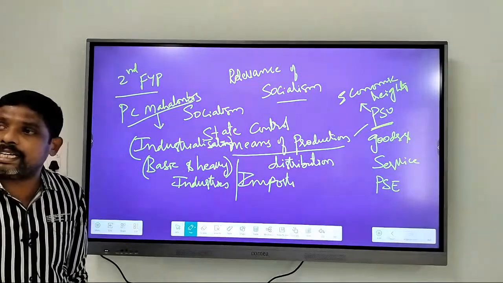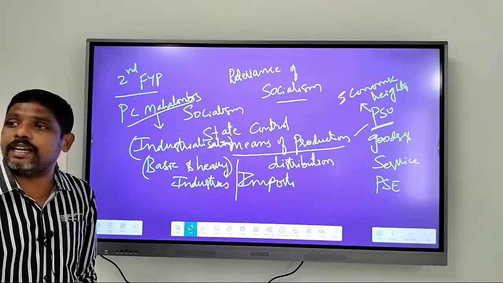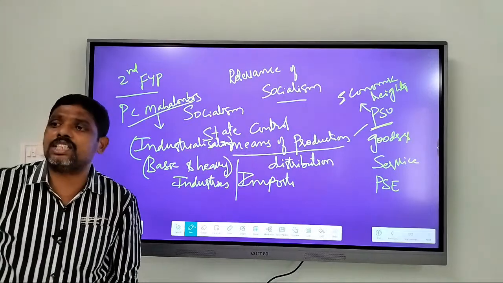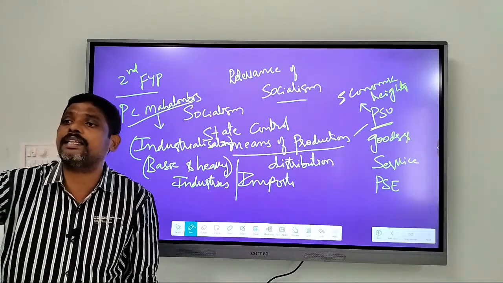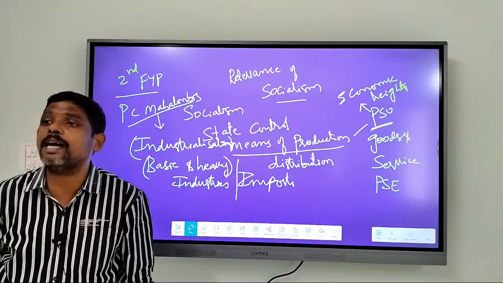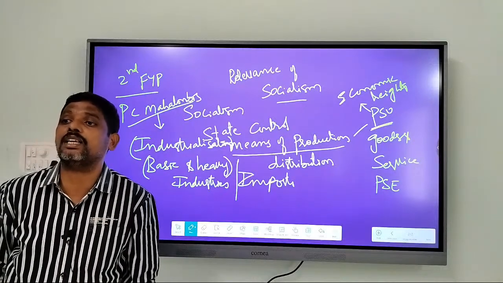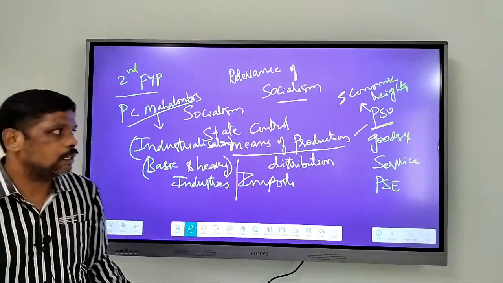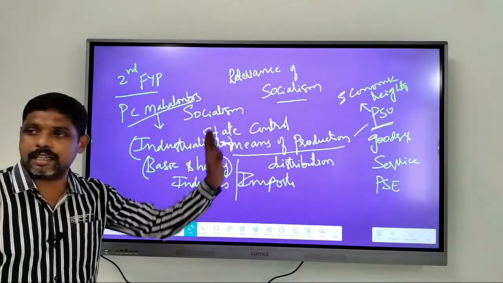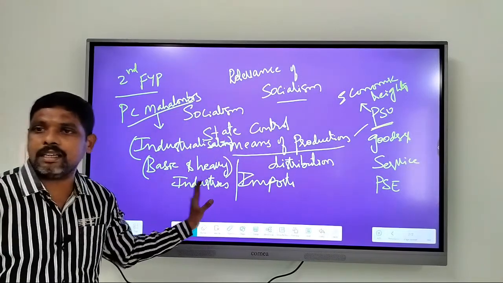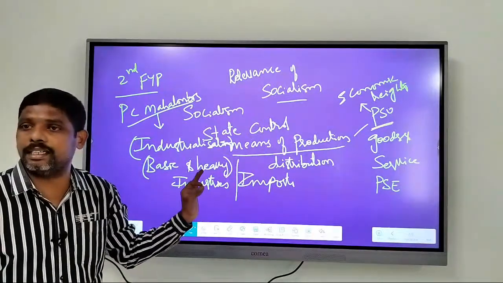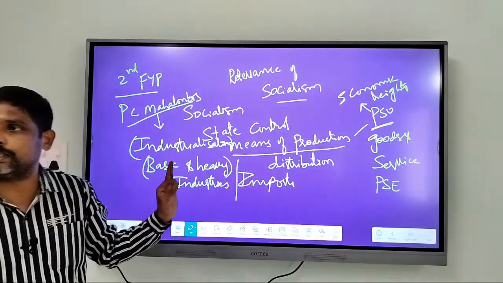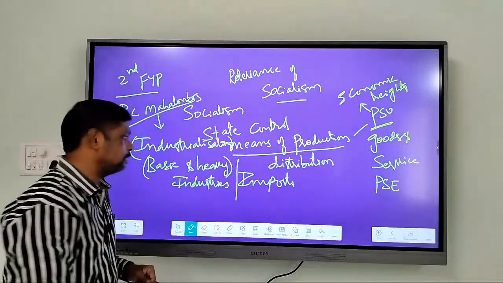That means right from 1956 onwards, the government of India gave importance to basic and heavy industries. All these industries were set up under the control of the government, and we call them public sector corporations, also called public sector units. Very important, both in polity, in economy, as well as in the essay and optionals like public administration.